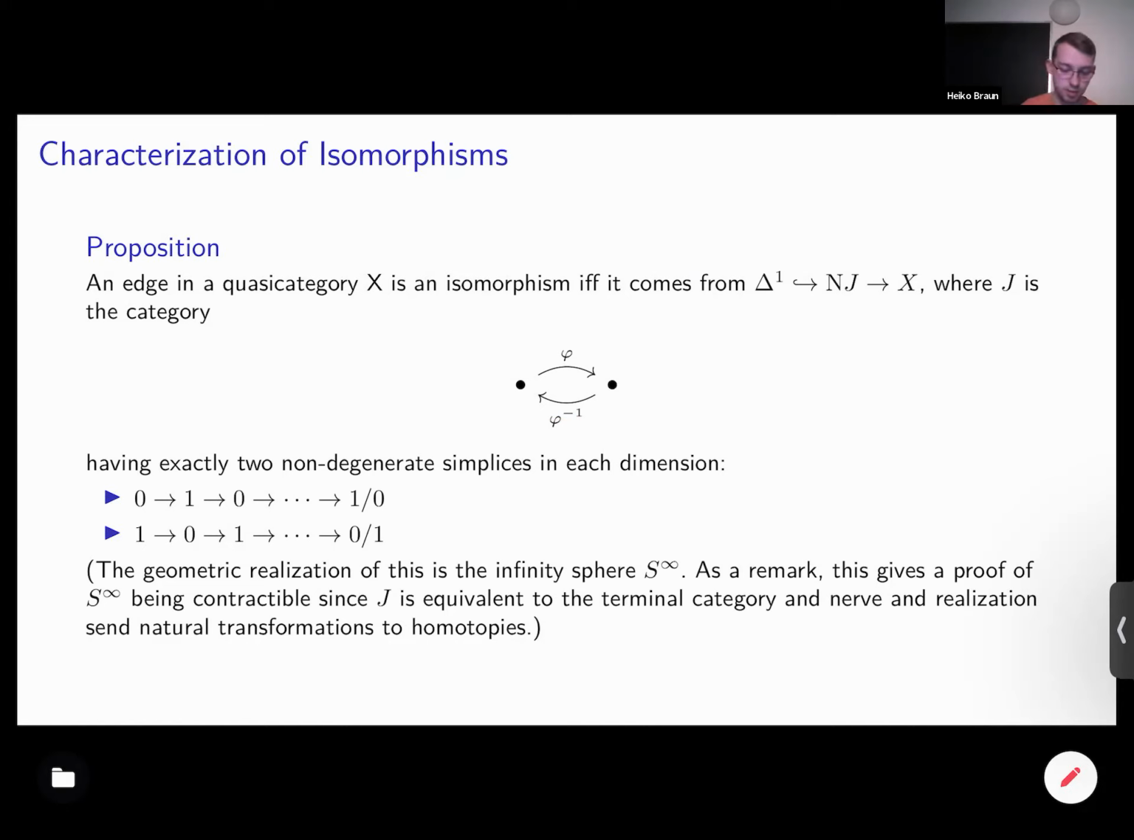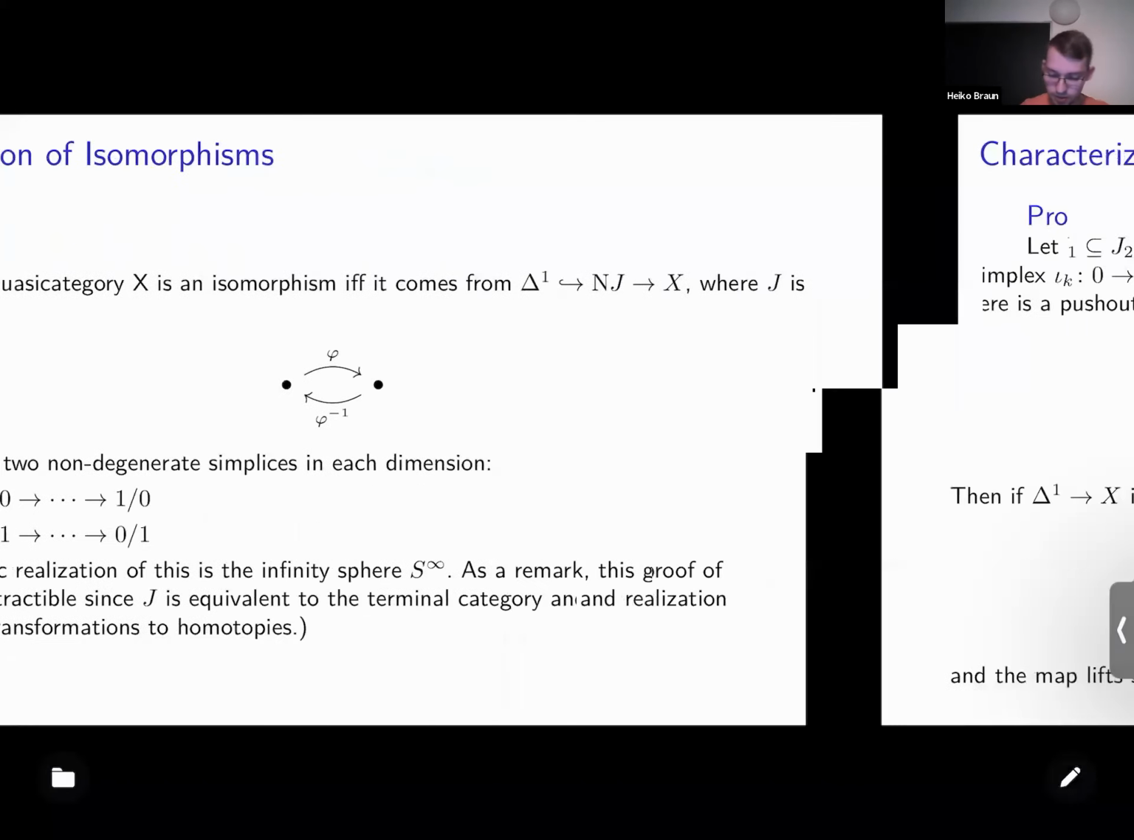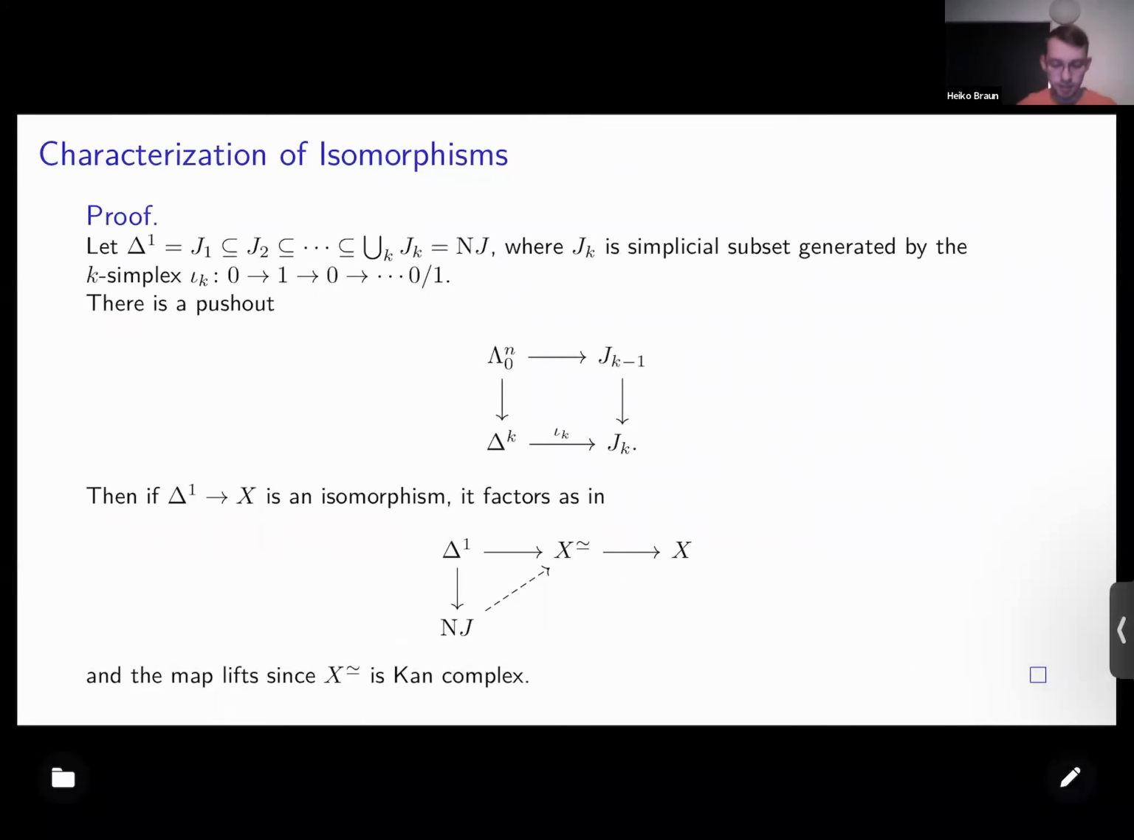We just now want to go to the proof of this proposition, that all the isomorphisms can be characterized in this way. So now on to the proof. The idea is we make a filtration of the nerve of J and then show that at each step, it is essentially an outer horn that we have attached.